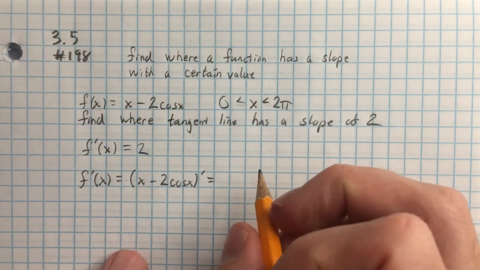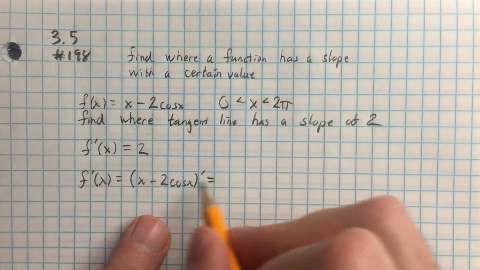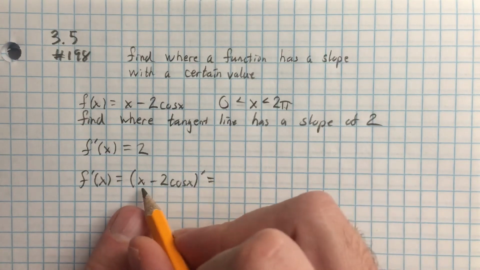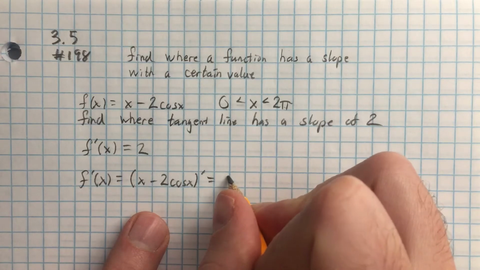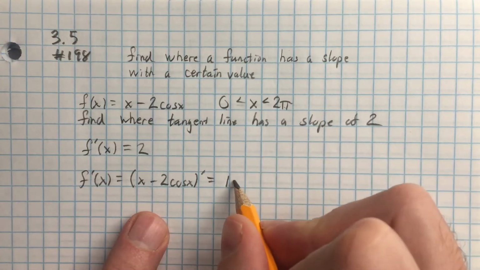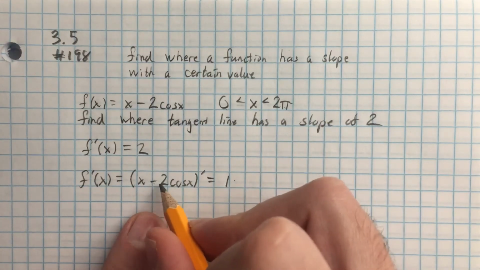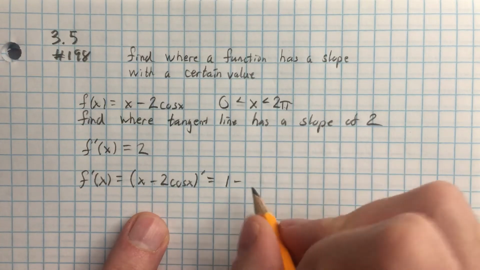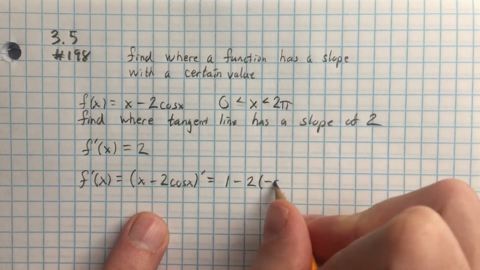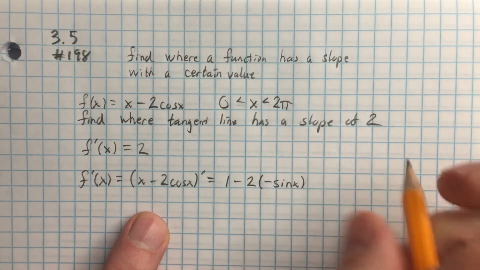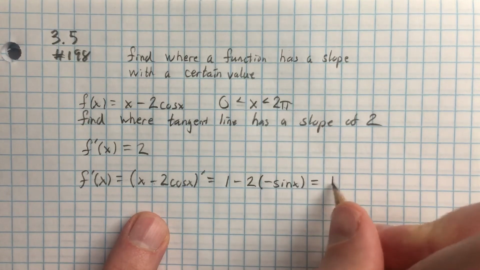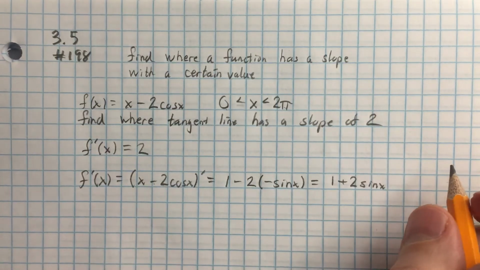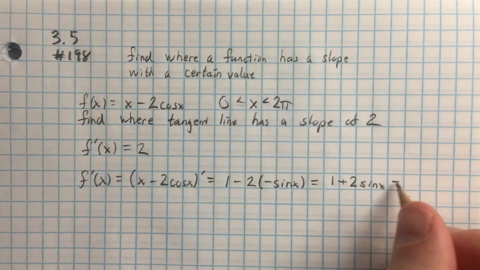Okay, so using the rules a little more liberally, without showing every little detail as before, the derivative will apply to both of these separately. So x becomes a 1, and this becomes negative 2 times negative sine, right? So maybe plus 2 sine x, but I'll just write that here very quickly. There's our derivative. Clean up just a little bit: 1 plus 2 sine x. So there's our derivative, and we want this to be equal to 2.